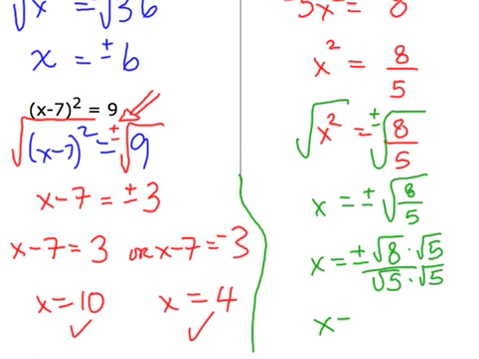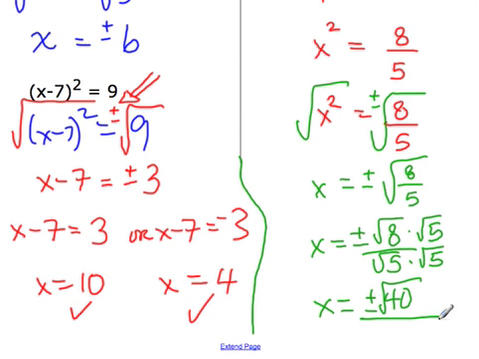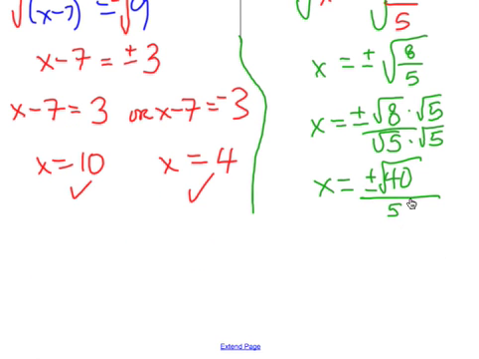Okay, so I'll come up with x is equal to plus or minus 8 times 5 is 40. Oh, the square root of 40. I'm running out of room. Over root of 5 times root of 5 is root of 25, which is 5. Notice I cannot divide 5 into 40 because this one's in the square root and this one isn't, so I can't do that. But it looks like there's some more simplifying that I can do.